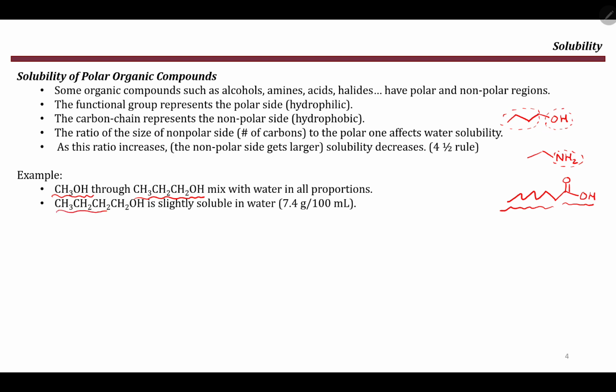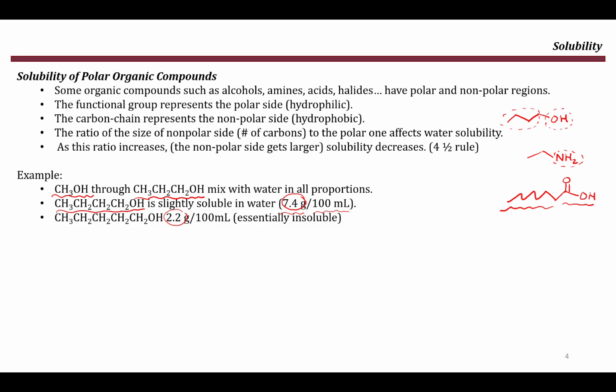Now, butanol, which has 4 carbons, is slightly soluble in water. We can only dissolve 7.4 grams in 100 milliliters of water. And then once we add 1 more carbon, pentanol, then the solubility will drop from 7.4 to 2.2 grams per 100 milliliters. And this means that the compound is almost insoluble in water.